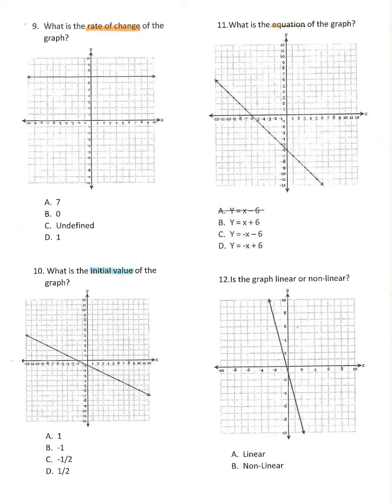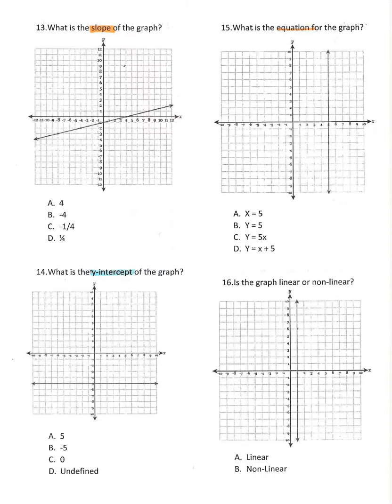Number 11, what is the equation of the graph? B, y equals x plus 6, C, y equals -x minus 6, or D, y equals -x plus 6. Number 12, is the graph linear or nonlinear? A, linear, or B, nonlinear.